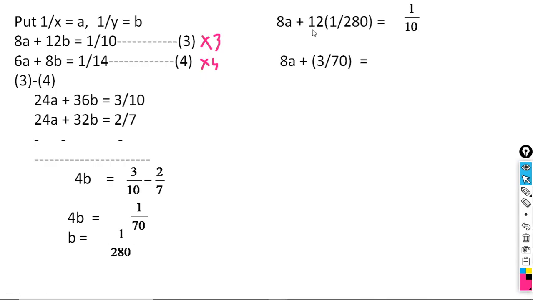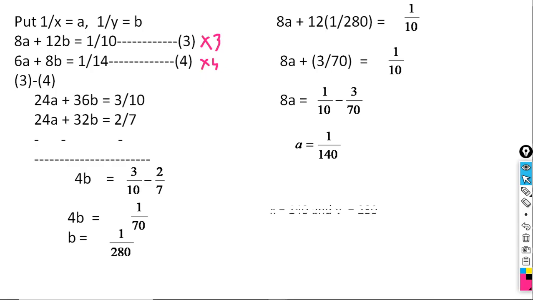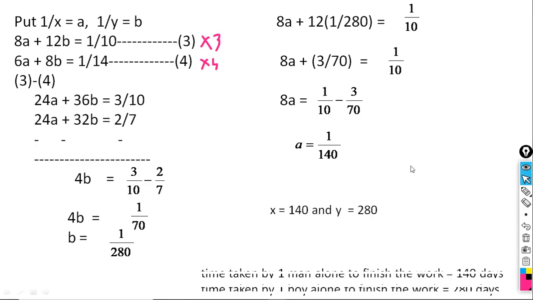8a plus 12 into 1 upon 280 is equals to 1 by 10. We get 3 upon 70. 8a is equals to 1 by 10 minus 3 by 70. By solving it, you get a is equals to 1 by 40. It means x is 140, y is equals to 280. So it means the time taken by one man alone to finish the work is 140 days, and the time taken by a boy alone to finish the work is 280 days.